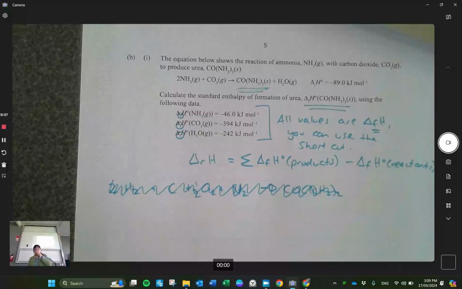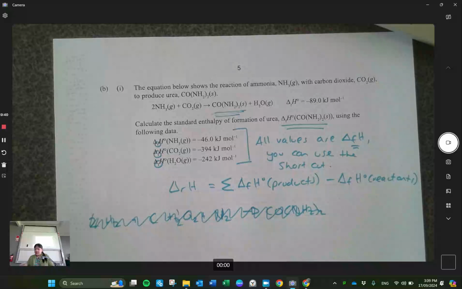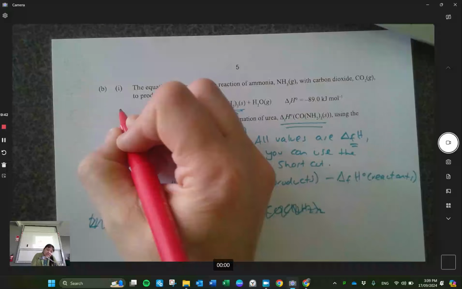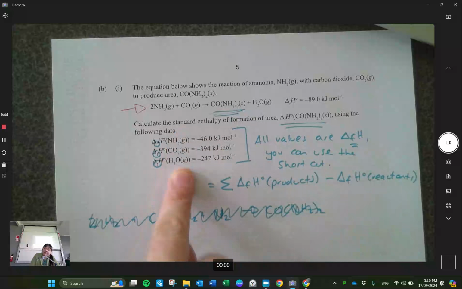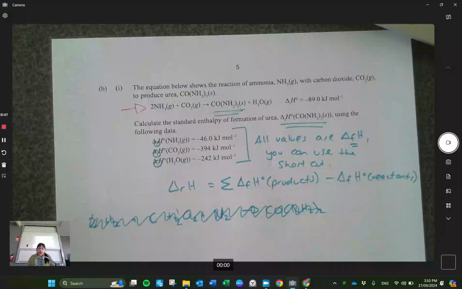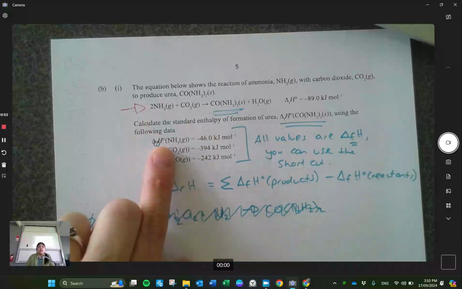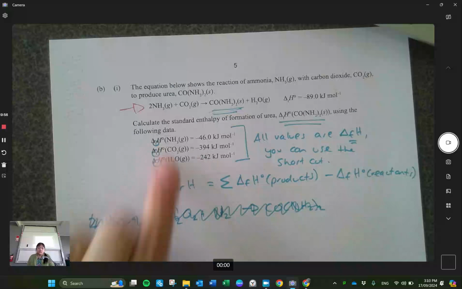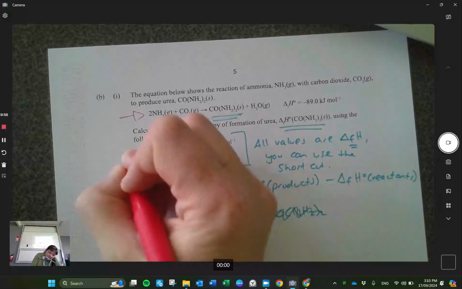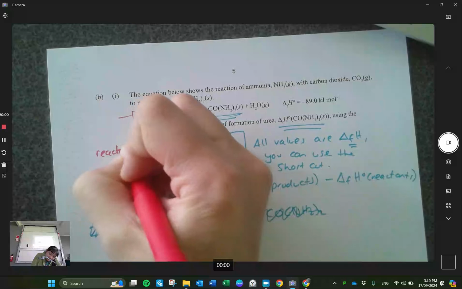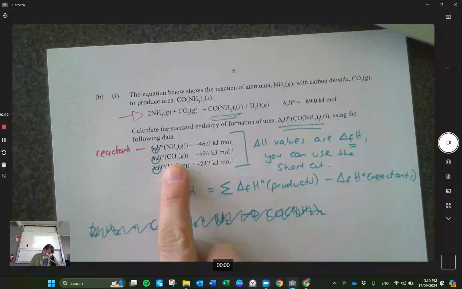Okay. So what I want to do is think about this reaction here, and everything that I've been given here. So I'm thinking about the sum, and I'm asking myself, what is product, what is reactant? So I see ammonia here. Is that reactant or product? Reactant. This one here, carbon dioxide, reactant or product? Reactant. This here, reactant or product?